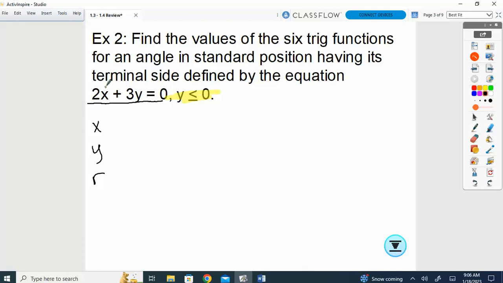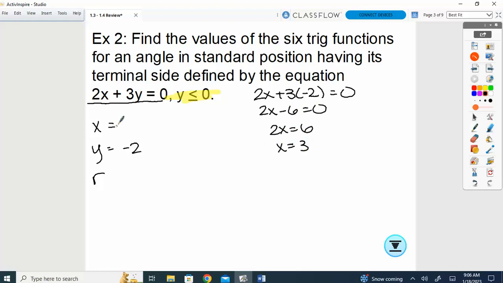So you can pick any negative number you want. Now when I'm looking at this, if I'm going to find my x, I will have to ultimately divide by 2. So let's pick an even number so it'll work out nice. So maybe y is negative 2. If you plug that in, then x has to be 3. It's not the only point, but it works. So then we need r. So square root of 3 squared plus negative 2 squared. So 9 plus 4 is 13, and we can't reduce that.